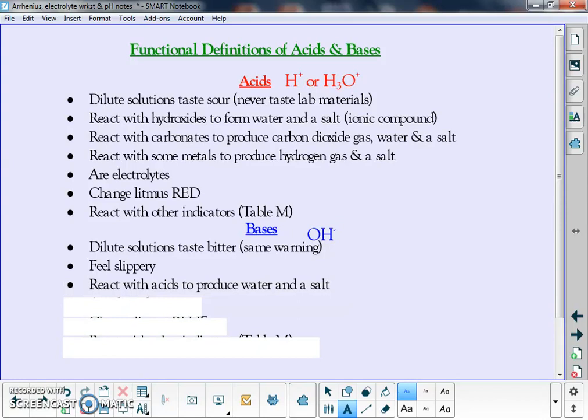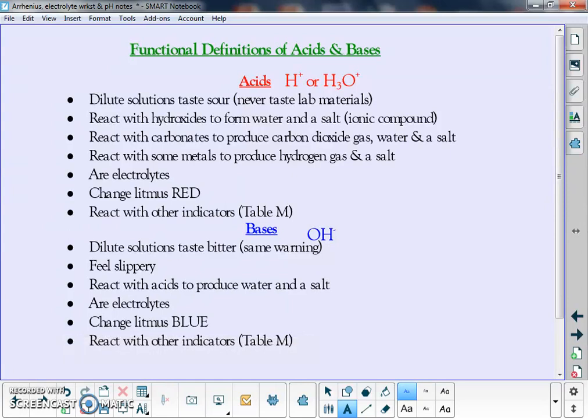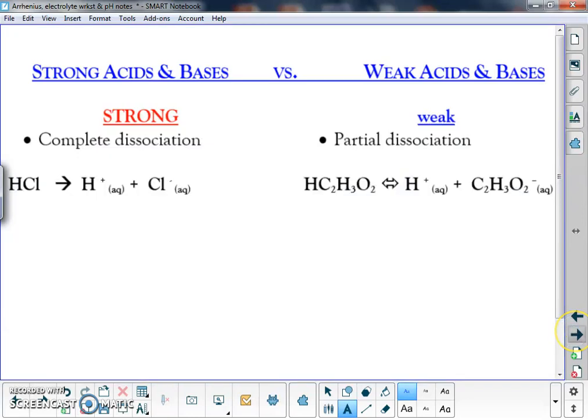Bases will react with acids, again, to produce water and salt. Again, your neutralization reaction. They are electrolytes. They will change litmus blue, bases blue, acid red, and then react with other indicators to change different colors. Again, this is the whole idea of a strong acid and base versus a weak acid or base. Strong will completely dissociate. Weak will only partially dissociate.